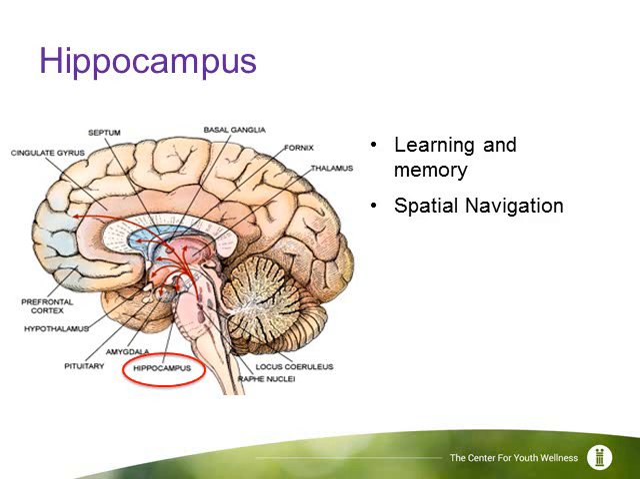Hippocampus. The hippocampus is named for its shape. It looks like a seahorse. It's located on the edge of the cerebral cortex and is primarily involved in learning, short and long-term memory, and spatial navigation.